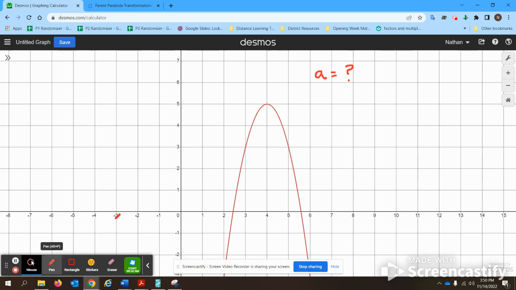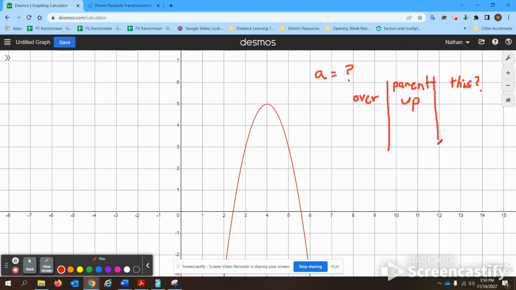So when we compare these vertical distances, we might make ourselves a table and say that we have our horizontal distance, or our over, and then we have our parent parabola. What does that do? It goes up.